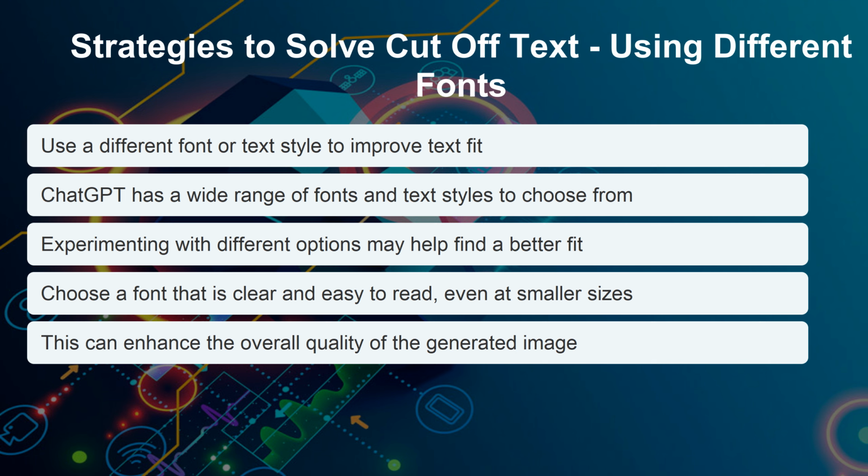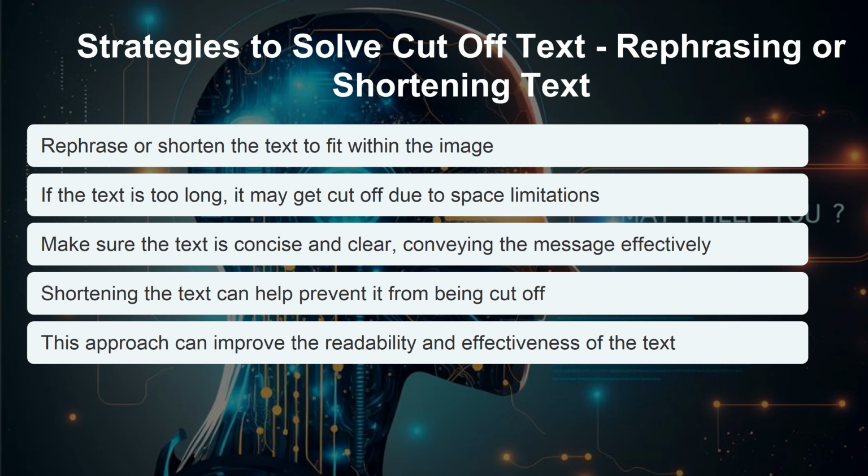In addition to these strategies, there are also some technical solutions you can try. For example, you can use image editing software to manually adjust the text or image. This can give you more control over the layout and appearance of the text. Some popular image editing software options include Adobe Photoshop, GIMP, and Canva. These programs allow you to edit and manipulate images in a variety of ways, including adjusting the size and position of text.